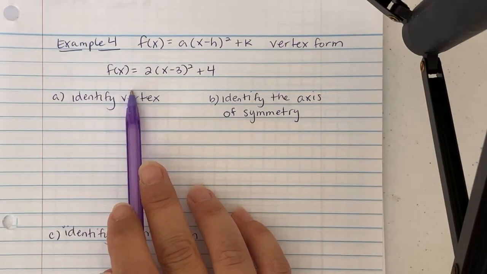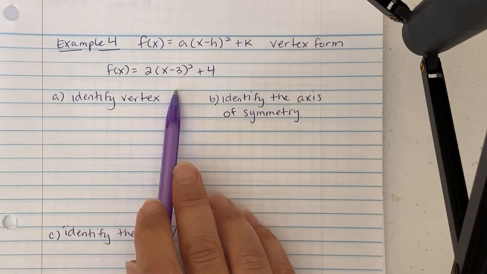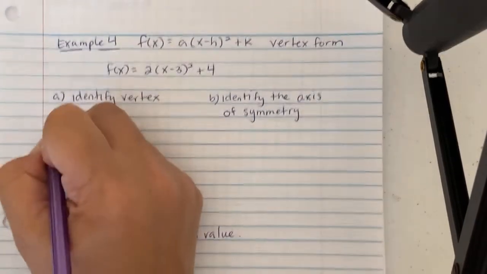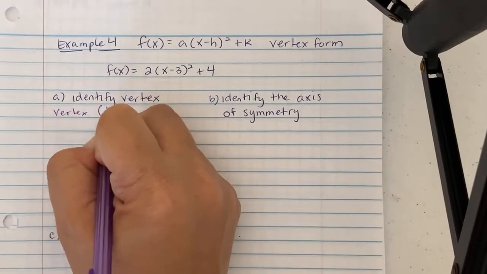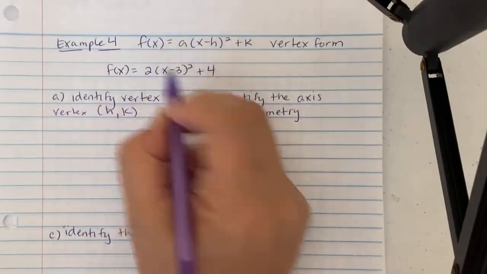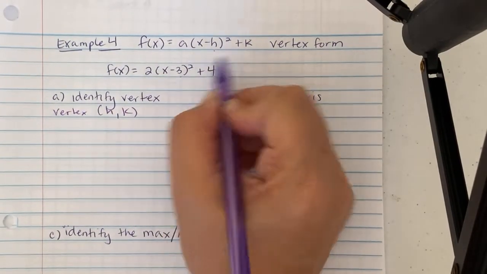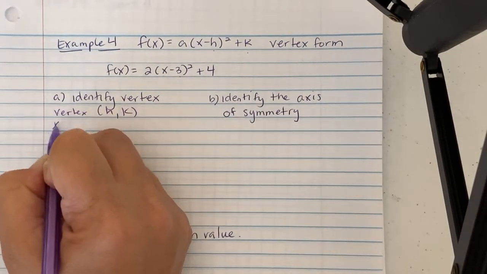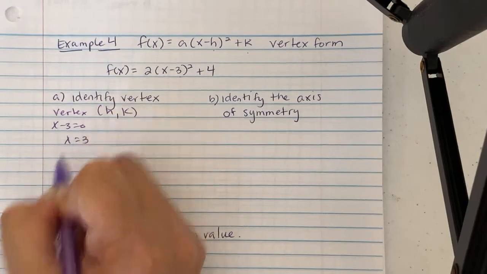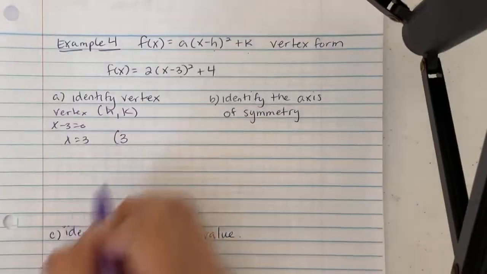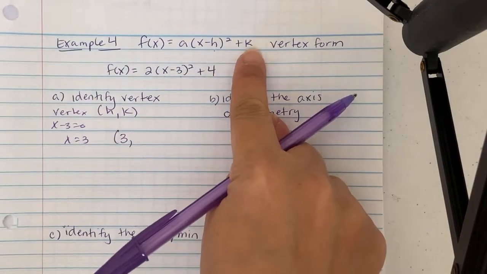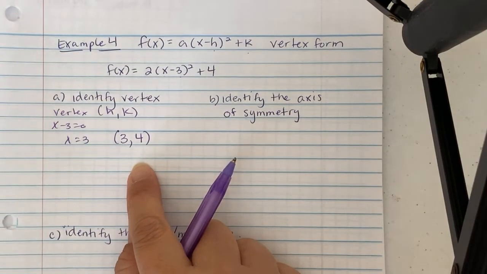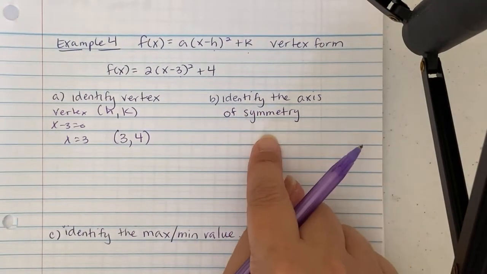So our problem says f of x equals 2 parentheses x minus 3 closed squared plus 4. It says identify the vertex. One thing we need to remember for the vertex is that it is h comma k. If we look at our equation, h is the value inside, k is the value on the outside. But we know that when we see x minus 3 and set it equal to 0, x is equal to positive 3. So we know the x coordinate is 3. The k value stays as is, positive 4. So there's our vertex.